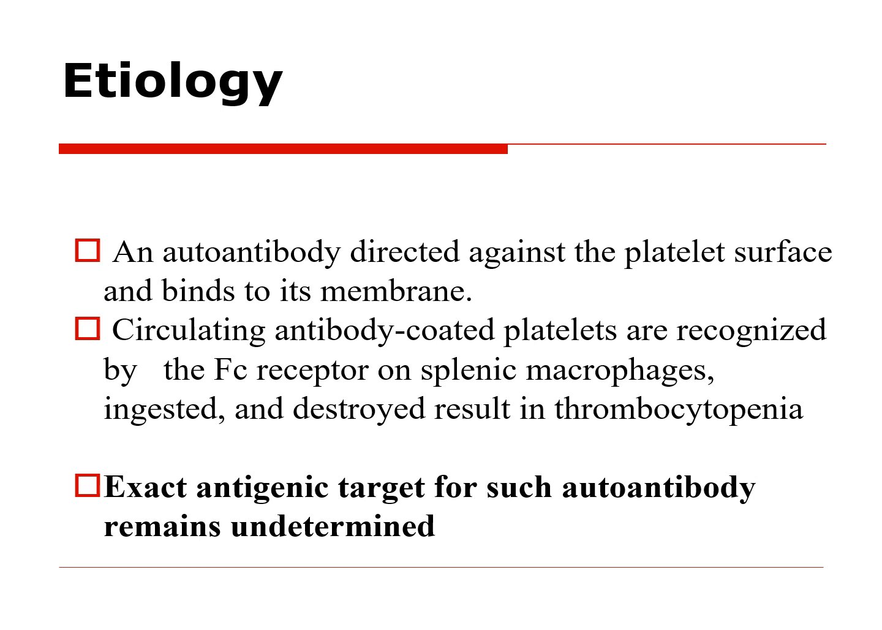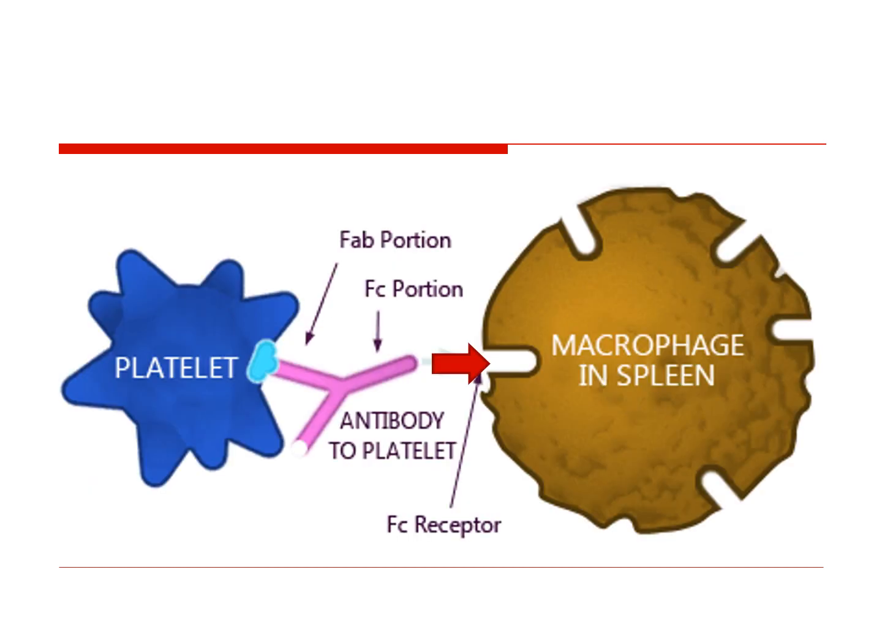The etiology or the pathogenesis: there is an autoantibody directed against the platelet surface and binds to its membrane. This circulating antibody-coated platelet is recognized by the Fc receptor of splenic macrophage, leading to ingestion and destruction of this antibody-coated platelet, resulting in thrombocytopenia. The exact mechanism for this antigenic target for such autoantibody formation remains undetermined. So the platelet-coated antibody recognized by the Fc portion of splenic macrophage leads to phagocytosis of this platelet, resulting in thrombocytopenia.